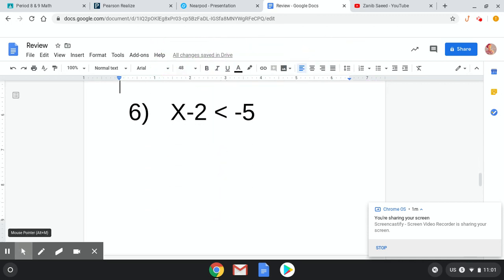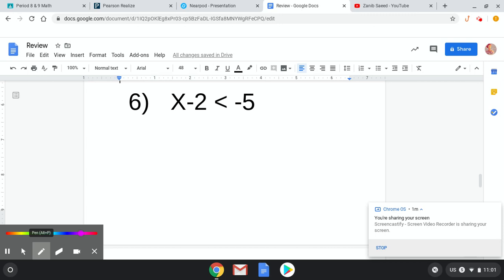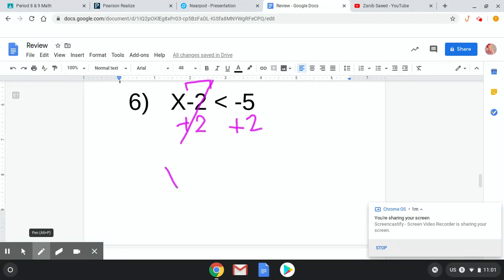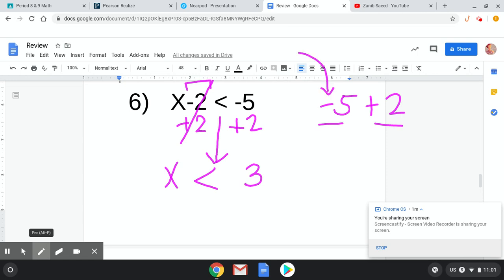We have number 6. We have x minus 2 is less than negative 5. So again, we're working with our minus 2. The opposite is to add 2 onto both sides. That cancels out. Your x gets brought down, and again, since we added on both sides, your sign does not change. And then negative 5 plus 2. Remember, different signs you subtract, and then you take the sign of the higher number, then you'll be exact.